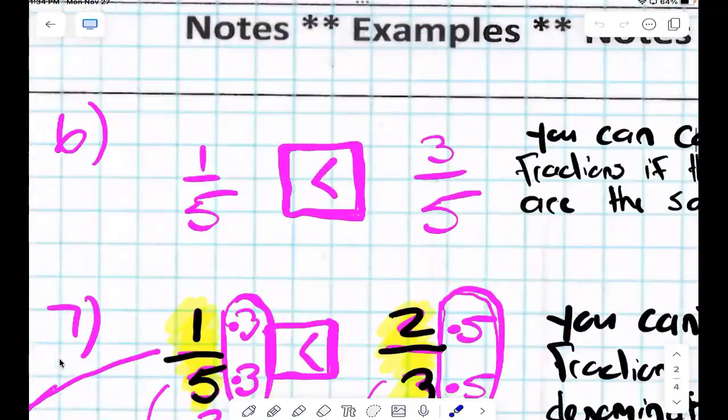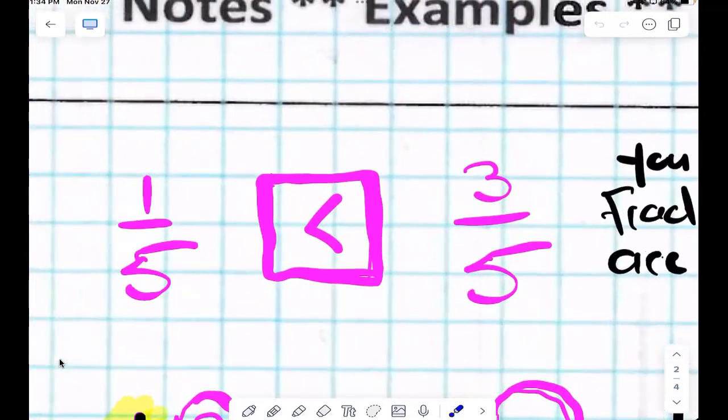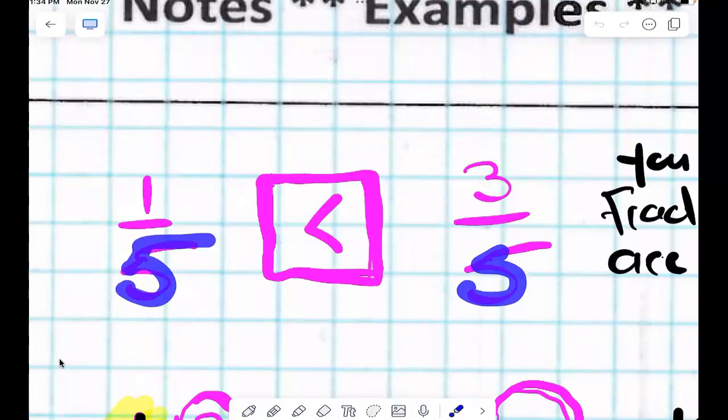Look at number 6. What do you notice about 1/5 and 3/5? They're not equal. What do you notice about their denominators? The denominators are the same. What's the denominator? 5. Do we like that? Yes. So can you compare 1/5 and 3/5 then? Yes. What's bigger? 3/5. That's why we have this inequality symbol, right?